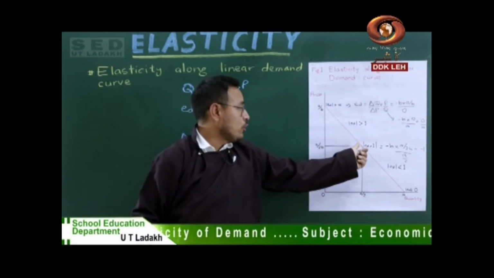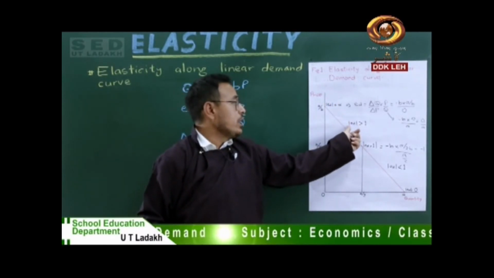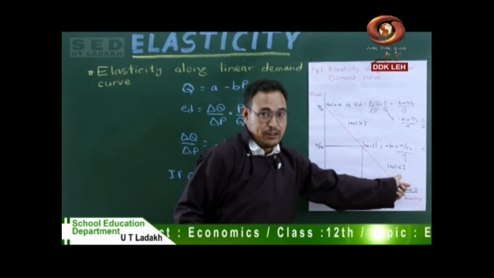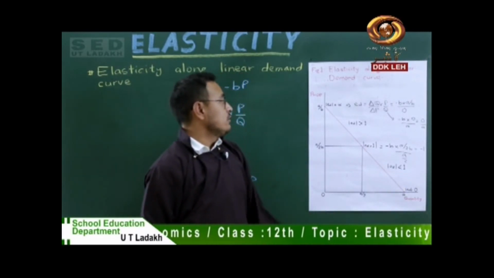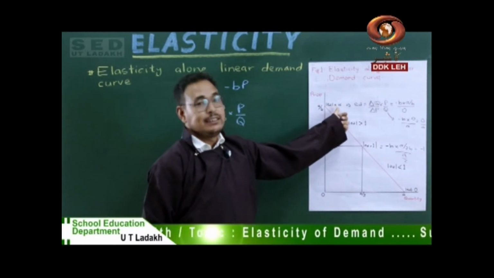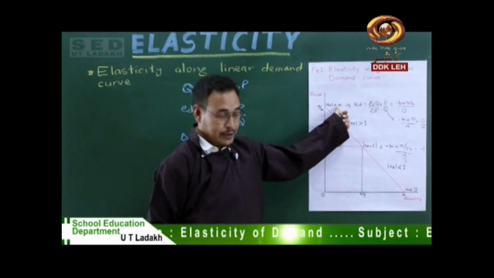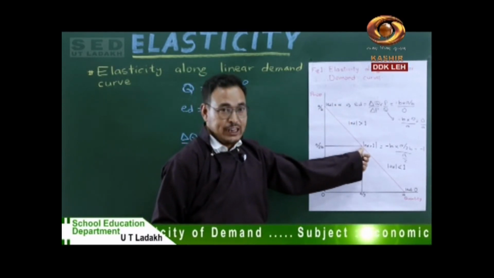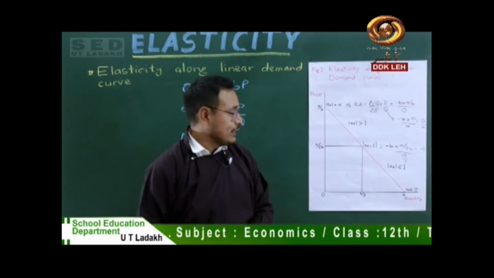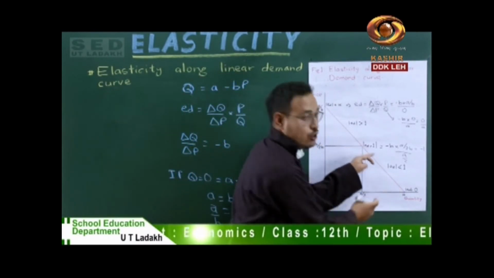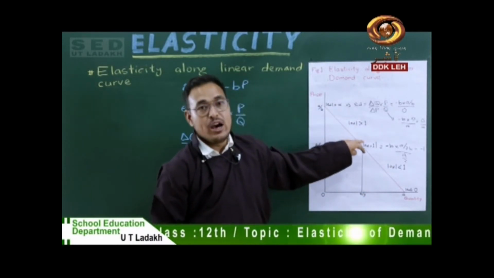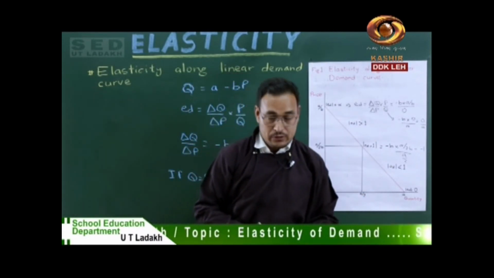Similarly, from this portion to this portion, your ED will be greater than 1, and over here your ED is less than 1. So in other words, at this upper portion, your elasticity will be perfectly elastic. Here you have unitary elastic, and here you have perfectly inelastic. Now in this range you have inelastic demand, and over here you have an elastic demand curve.